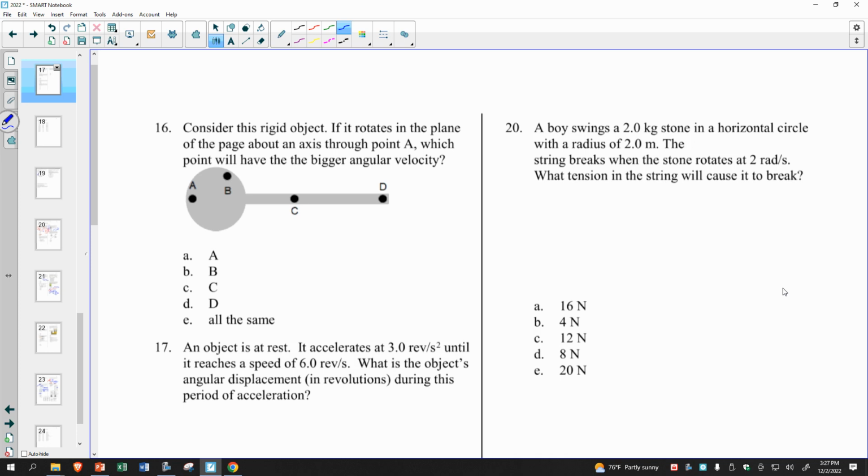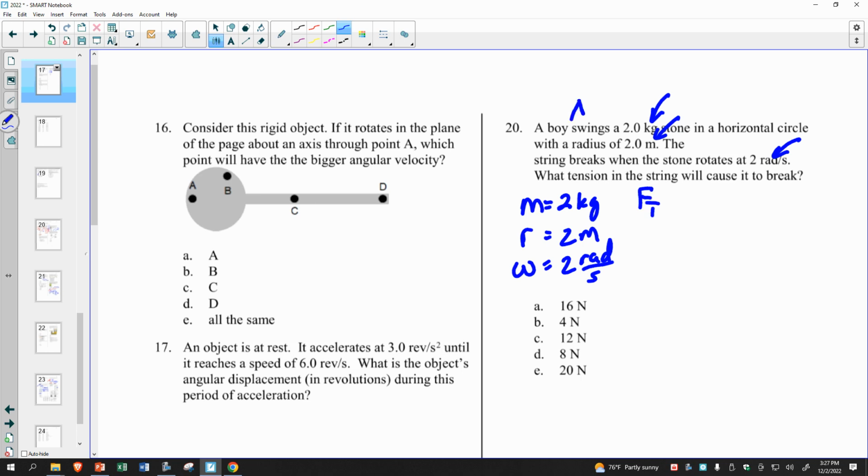So here, a boy swings a 2 kilogram stone in a horizontal circle with a radius of 2 meters, and it breaks when it rotates at 2 radians per second. If I had no idea what was going on here, first I'll just start by writing down the things I know. The mass is 2 kilograms, the radius is 2 meters, omega is 2 radians per second. I can tell from the units that those are the values I'm looking at, plus how it's described in the text. And I want to know what is the tension.